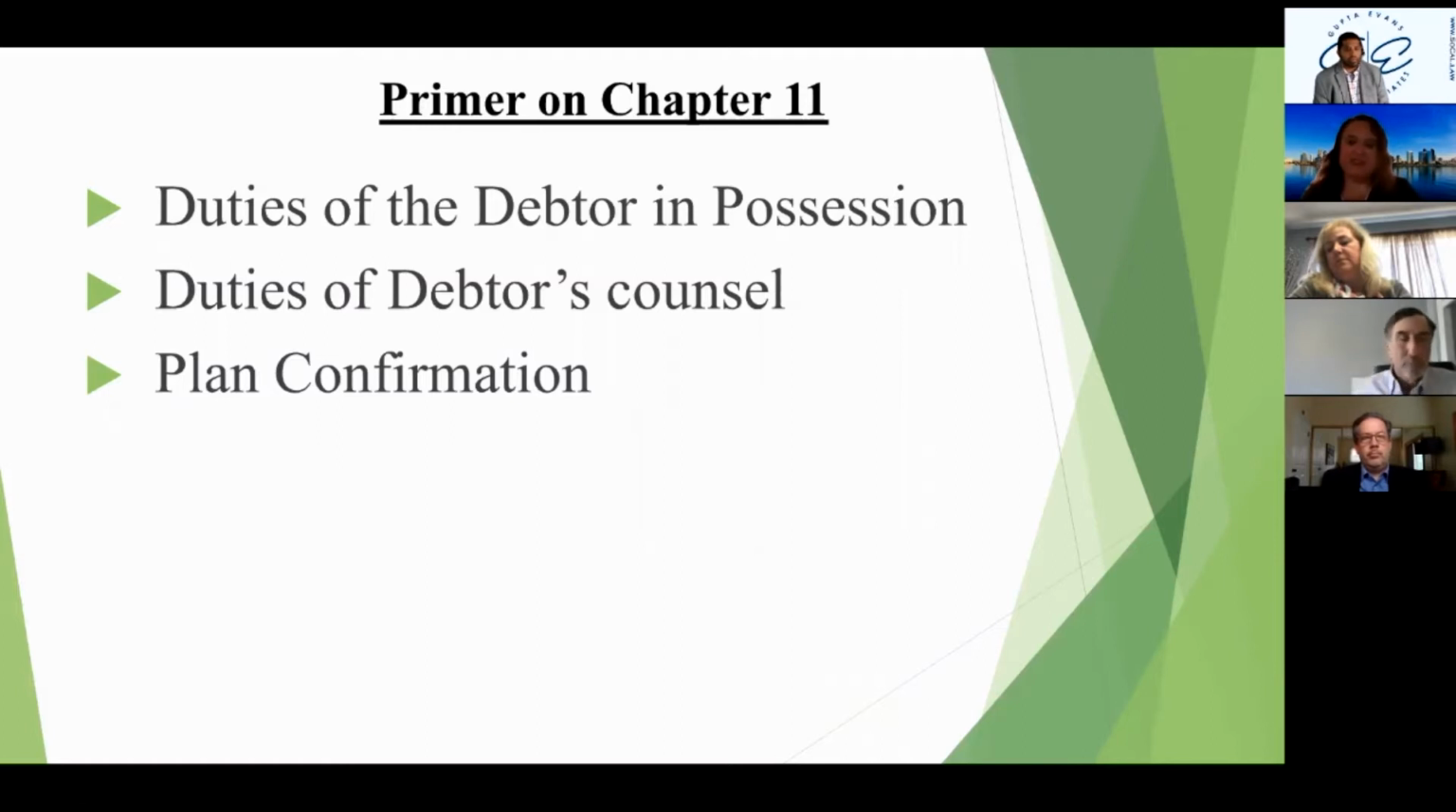The standards that the court looks at with respect to plan confirmation are set forth in the bankruptcy code and the rules, specifically section 1129 of the bankruptcy code contains the confirmation standards. Once the plan is confirmed, the debtor is post-confirmation and becomes the reorganized debtor. Thank you very much for your attention to this brief primer on the Chapter 11 process.